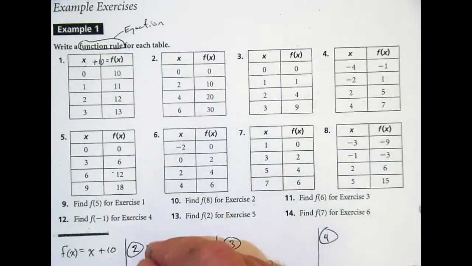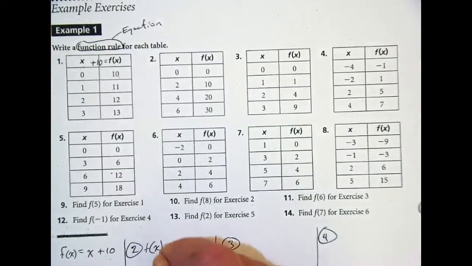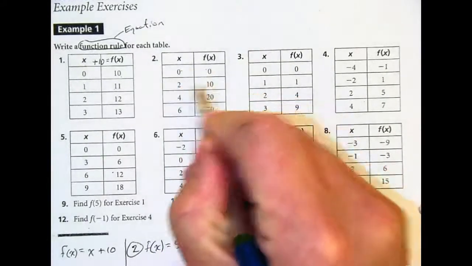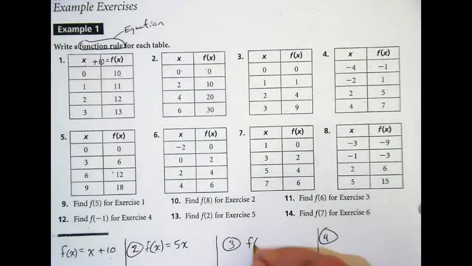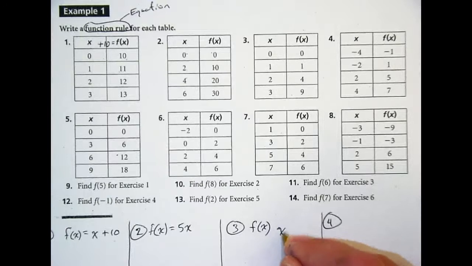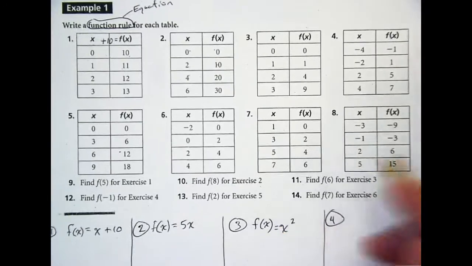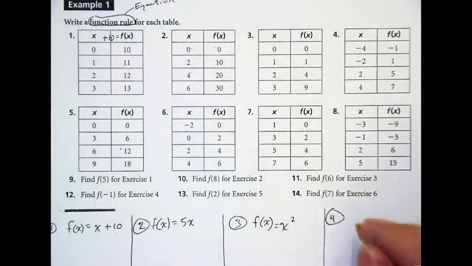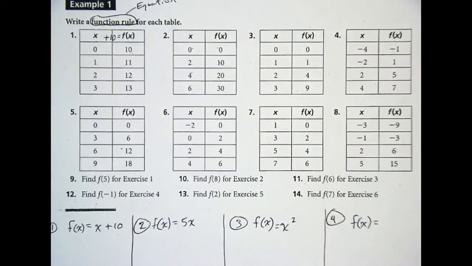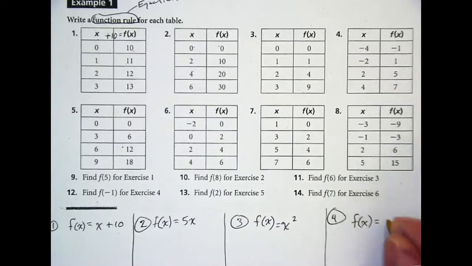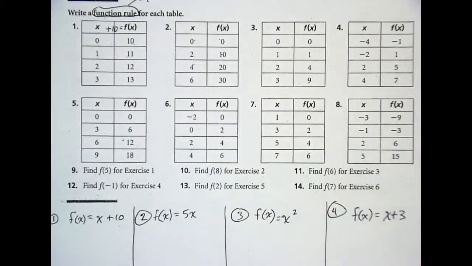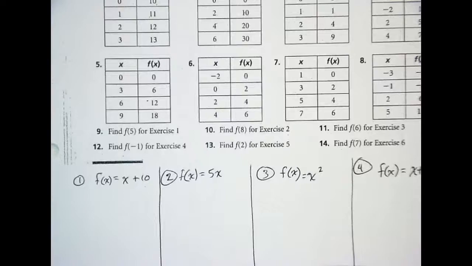What did you guys get for number 2? f of x equals what? 5x. 5 times x. So 5 times 0 is 0. Good. Number 3, f of x equals, Annalise? x squared. Good. x times x, or x squared, if you multiply x by itself. Number 4, f of x equals, someone new? Caden? Add 3. So x plus 3. Now how many got those 4? Good. So different things to try.